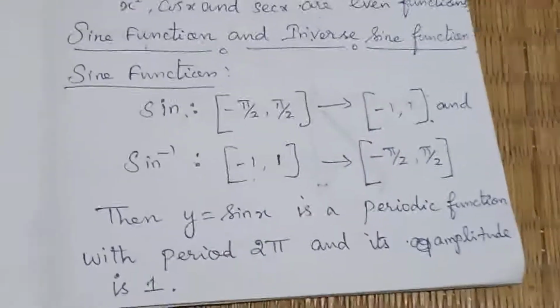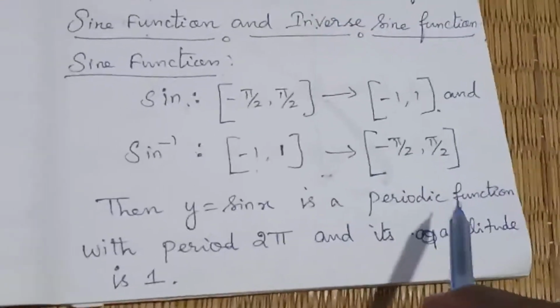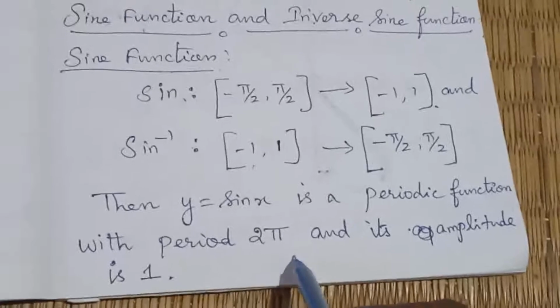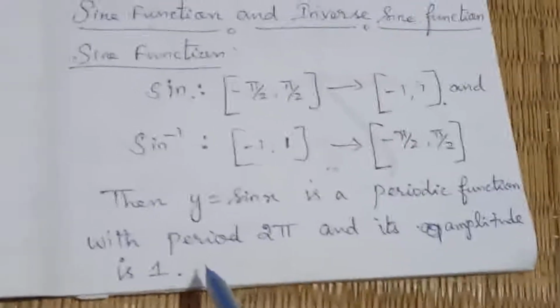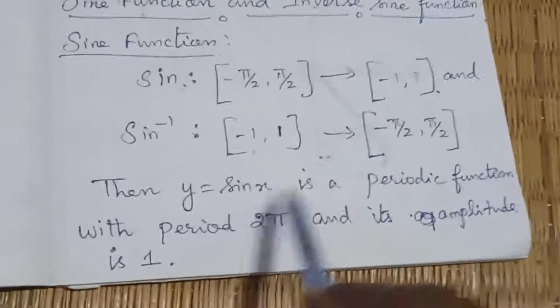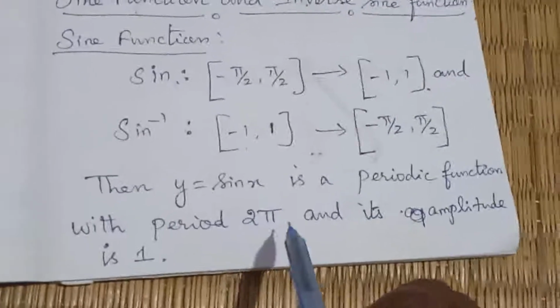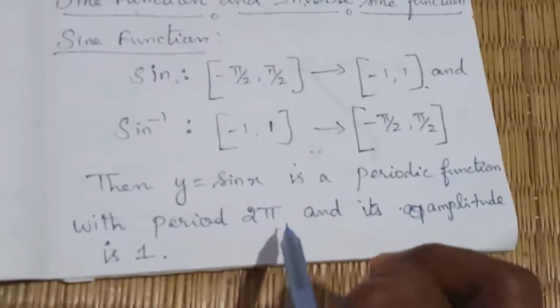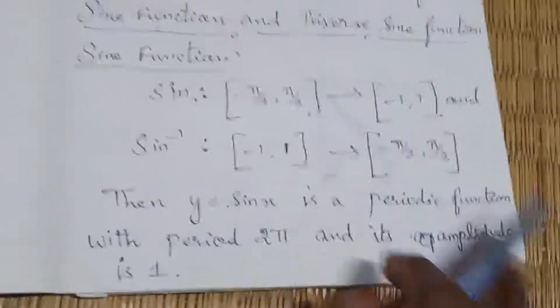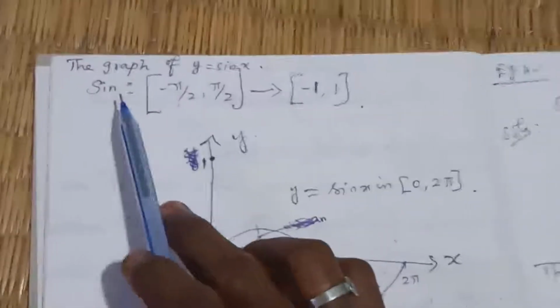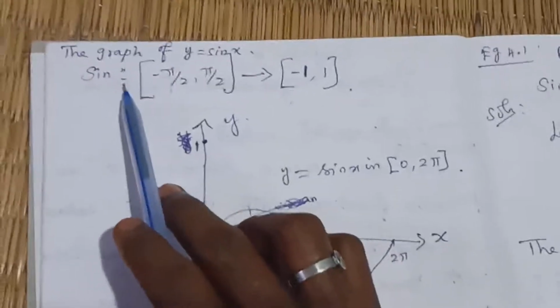See, then y equal to sin x is a periodic function with period 2 pi and its amplitude is 1. This is also very important. Y equal to sin x is a periodic function with the period 2 pi and its amplitude is 1, because they asked 2 more questions. Then see the graph of y equal to sin x, and the sin definition is already written on the previous page.